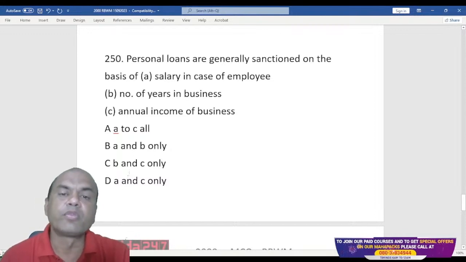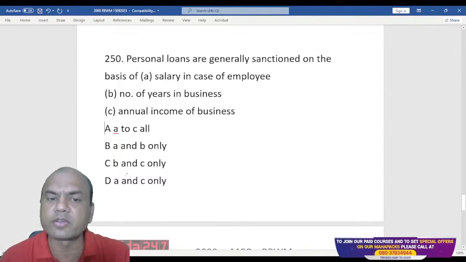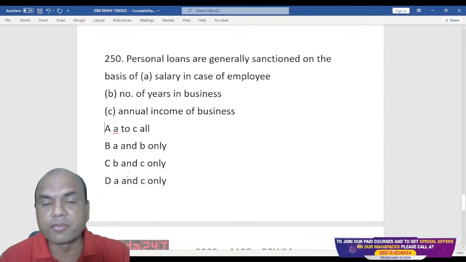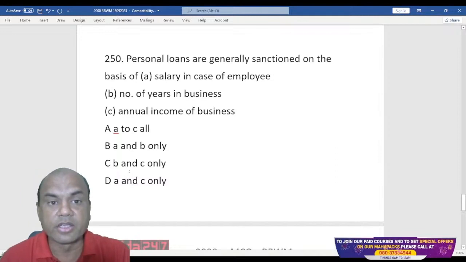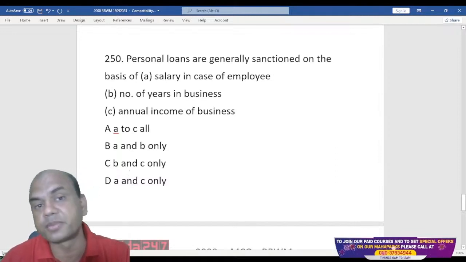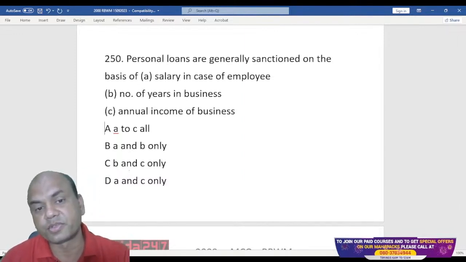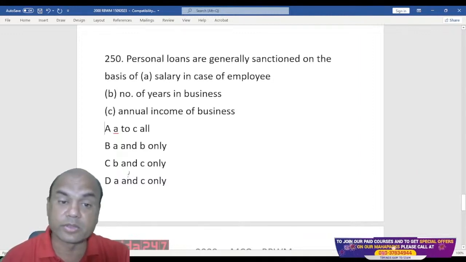For a salaried employee, it's very easy. Just see the salary slip and Form 16 and you'll get the details of that customer. But for a businessman, there's a problem, because the balance sheets have to be checked. You have to check the condition of the business and the place of the business. So personal loans to businessmen are always difficult. Annual income in case of businesses is also a point.